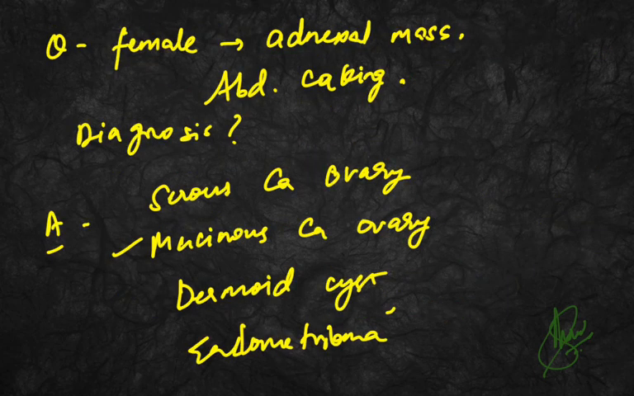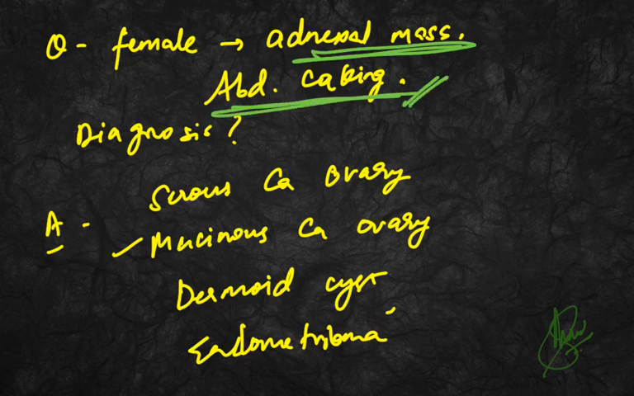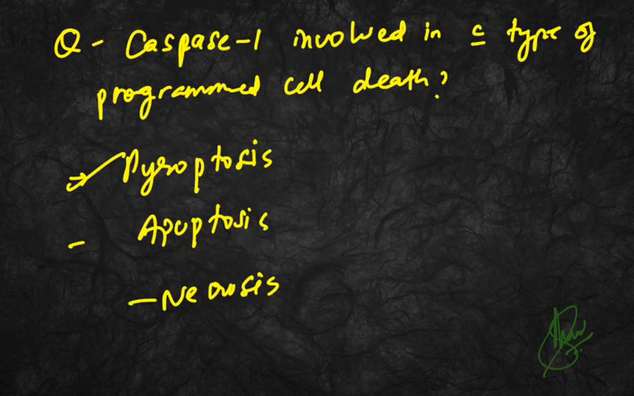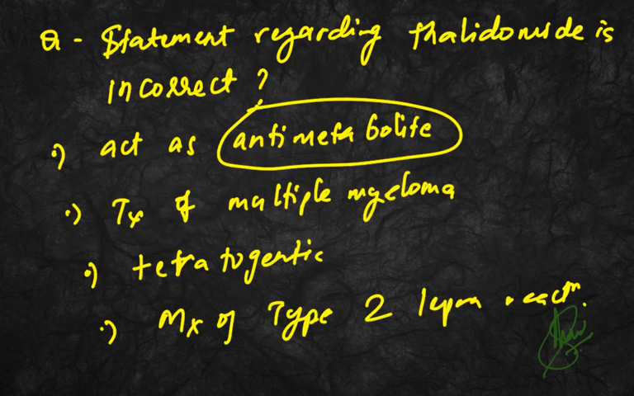Now, a female with adnexal mass and abdominal caking, this is a very important word, abdominal caking. So the diagnosis will be mucinous carcinoma of the ovary. This will be the diagnosis, not serous, mucinous. Now, caspase 1 is involved in which type of programmed cell death? It is not involved in apoptosis, not in necrosis. So pyroptosis is the correct answer.